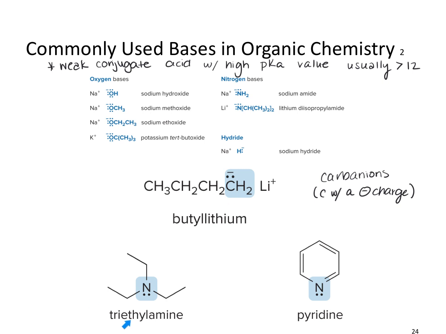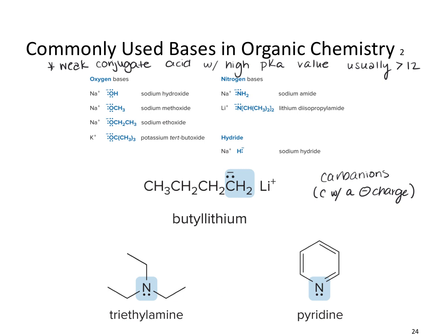Amines, we have triethylamine and pyridine here. These are often used as organic bases, and they're basic because they have this lone pair of electrons on the nitrogen. These are generally weaker bases since they're neutral and not negatively charged, so they tend to be weaker bases.